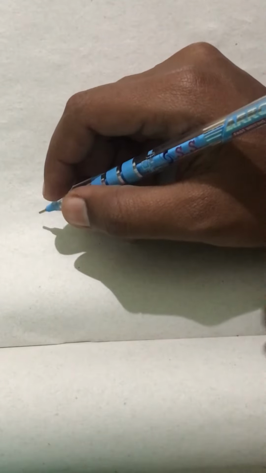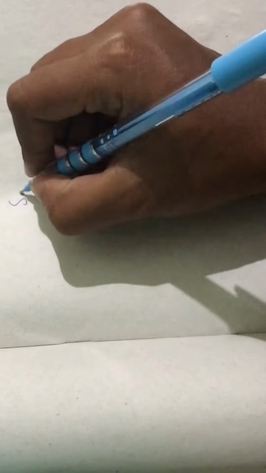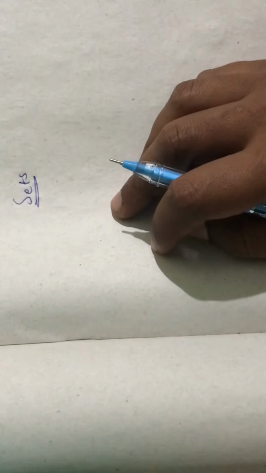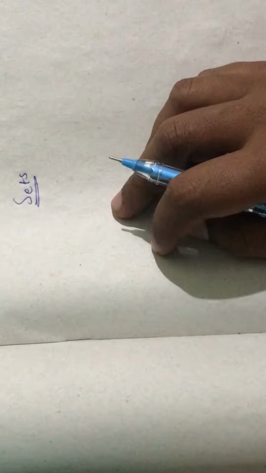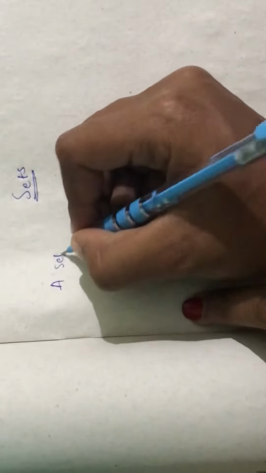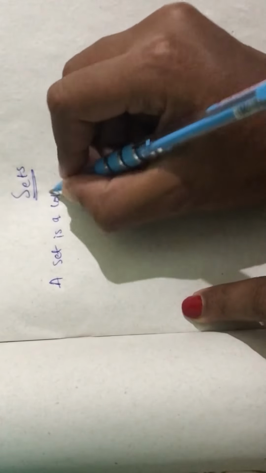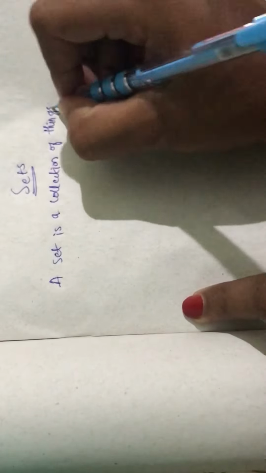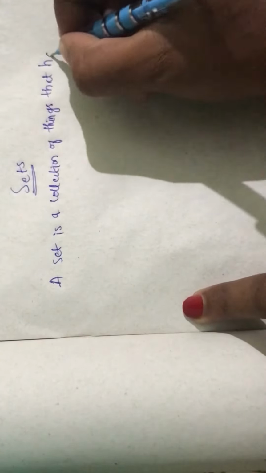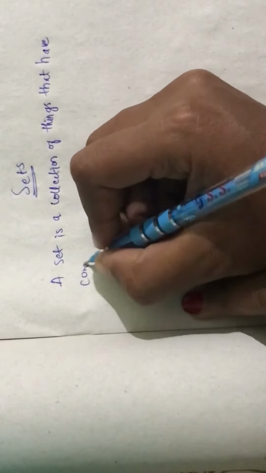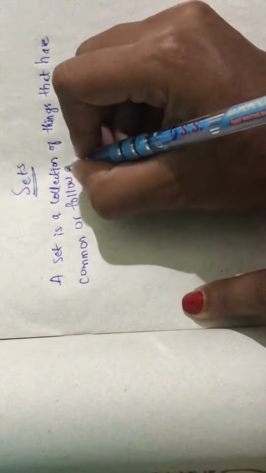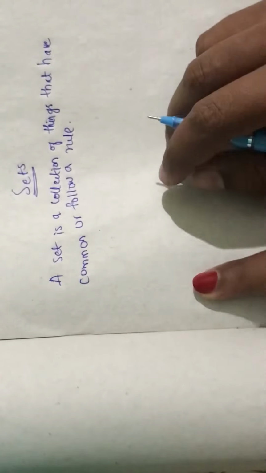Hello friends, now let us discuss the concept of sets. So we all should know what a set is. Let us go through the definition. A set is a collection of things that have something in common or follow a rule.